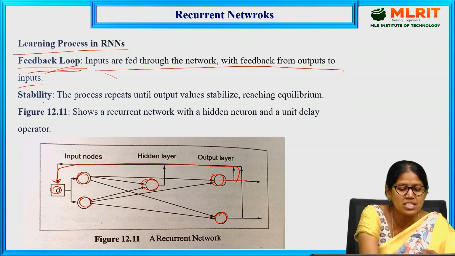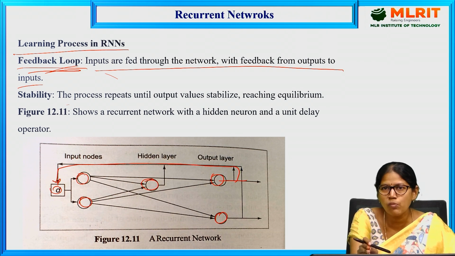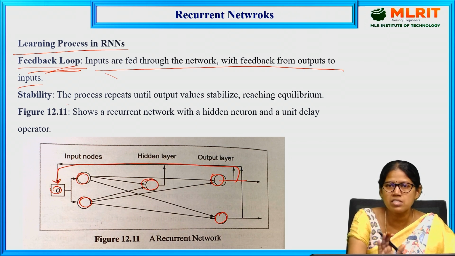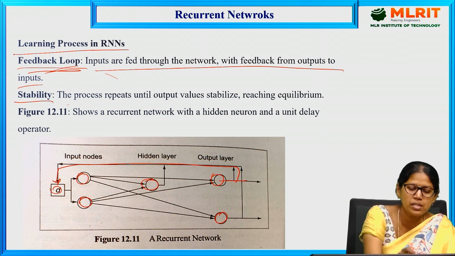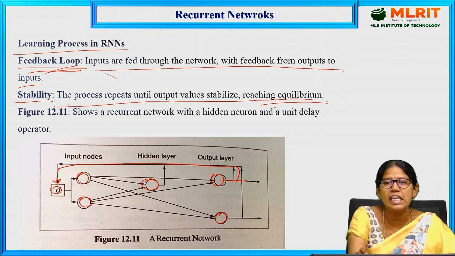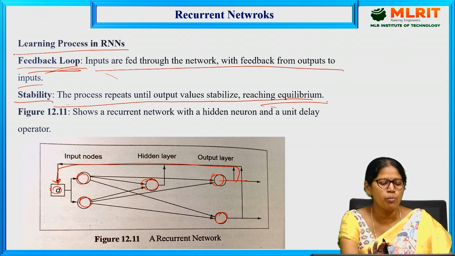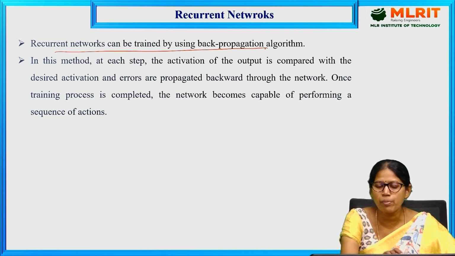Next, the stability. After performing multiple iterations, it reaches some stable state. That state is called the equilibrium state. Once it reaches that state, even if you perform further iterations, the output won't change. At that state, it will stop the process. So the process repeats until output values stabilize, reaching equilibrium. Then it will stop. Next, recurrent networks can be trained by using the backpropagation algorithm.